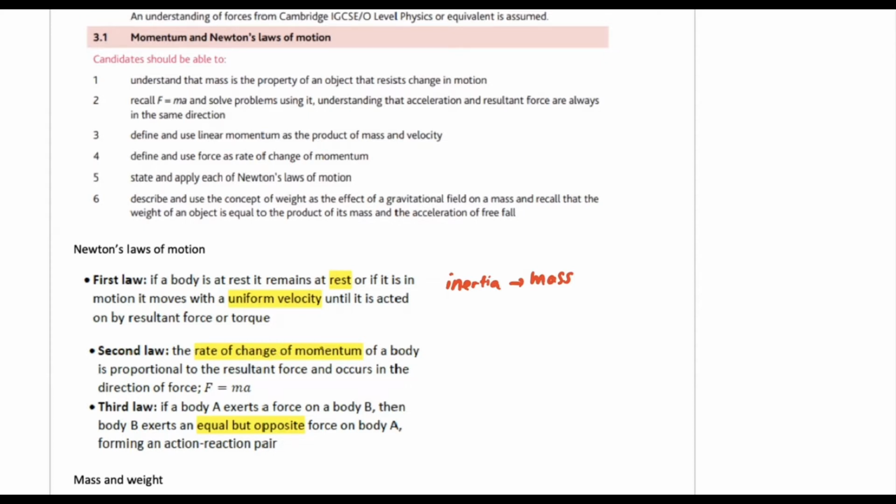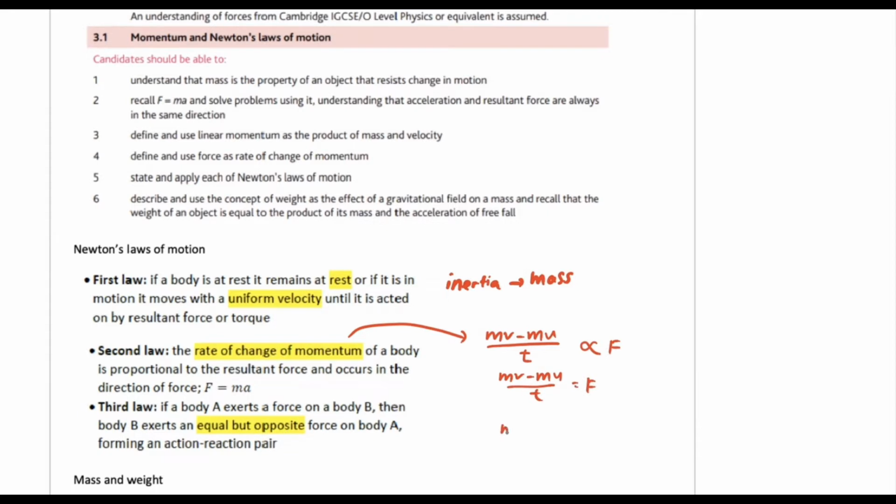The rate of change of momentum. First, the change of momentum is mv minus mu, final momentum minus initial momentum. When they say the rate, it is basically where you need to divide by time. Dividing by time, it becomes the rate of change of momentum. It is proportional to the resultant force, and through experiments, we realize that they are equal.